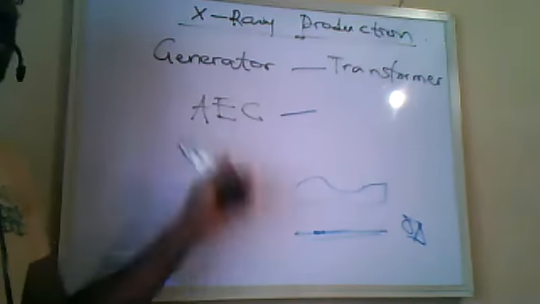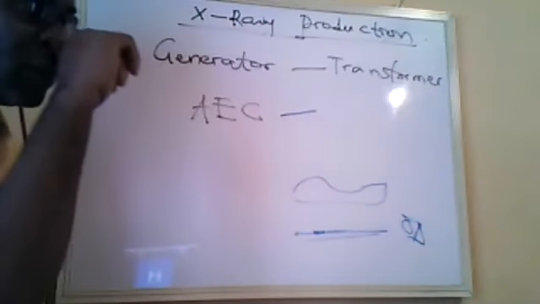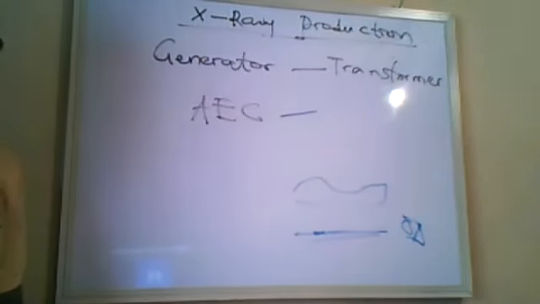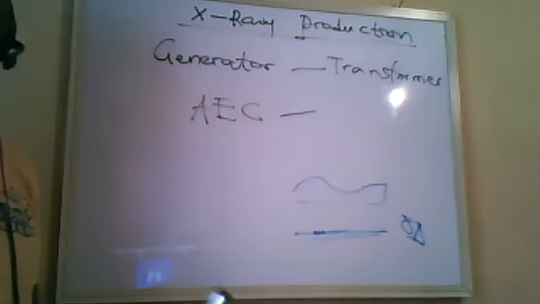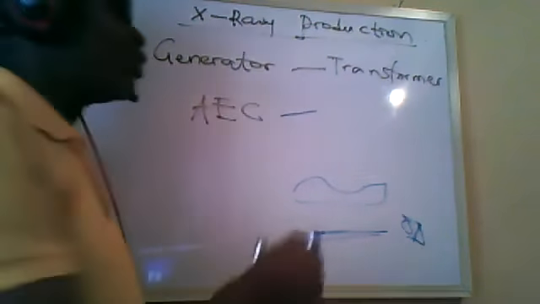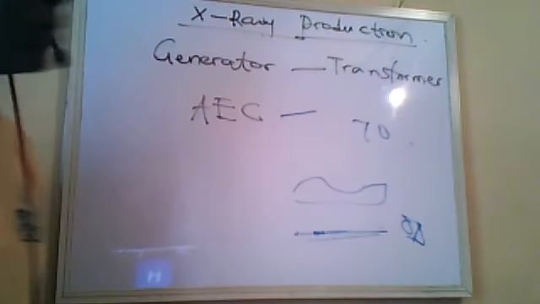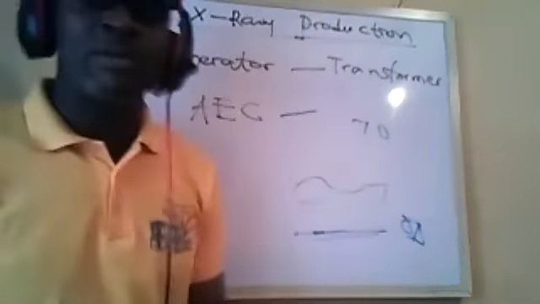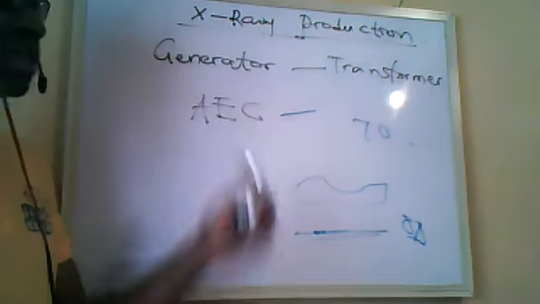Except you don't want to use the AEC. If you don't want to use the AEC, then you have to manually select the stops. For example, when we are doing some of our QA, we don't use an AEC. We want to manually select our parameters. You want to set it at 70 kVp, at a particular time, at a particular mAs. But during general radiography of a patient, the AEC is activated.